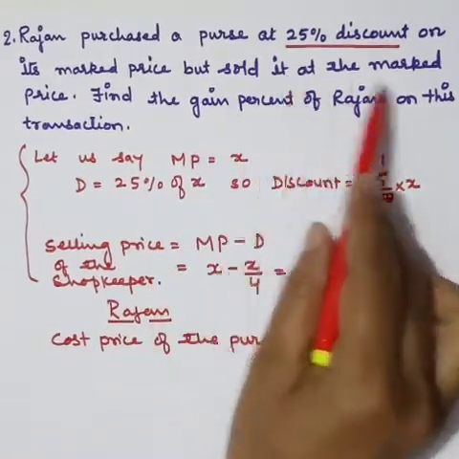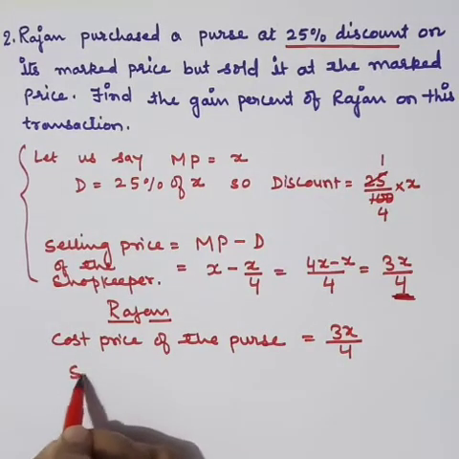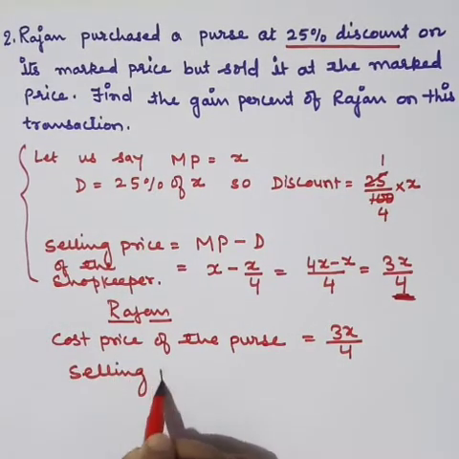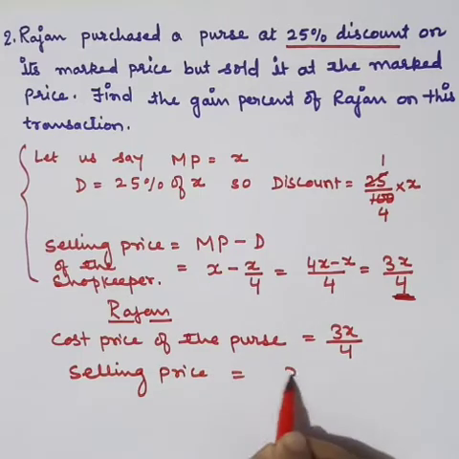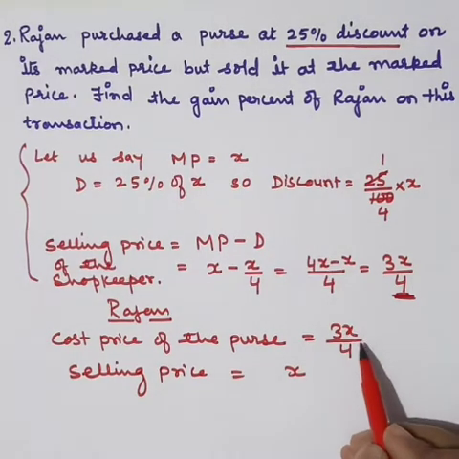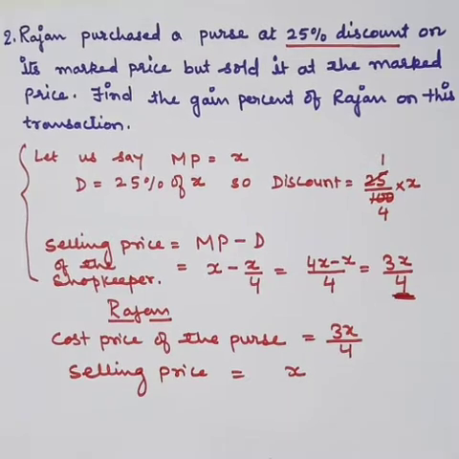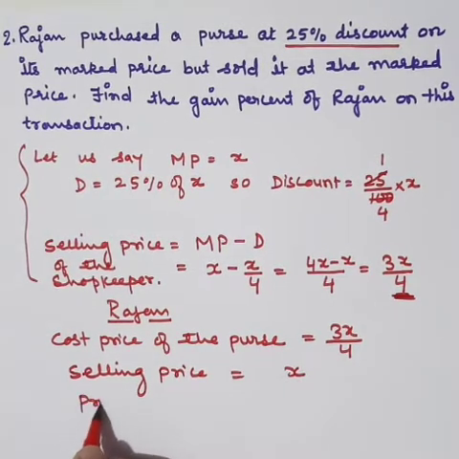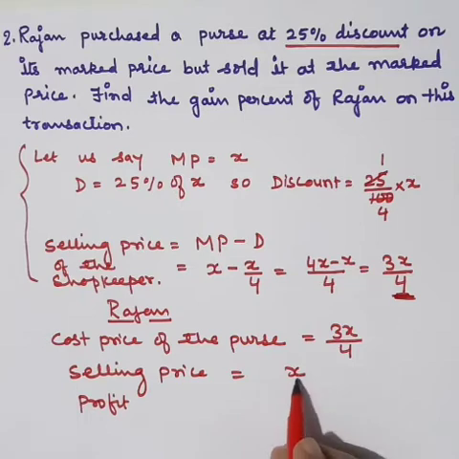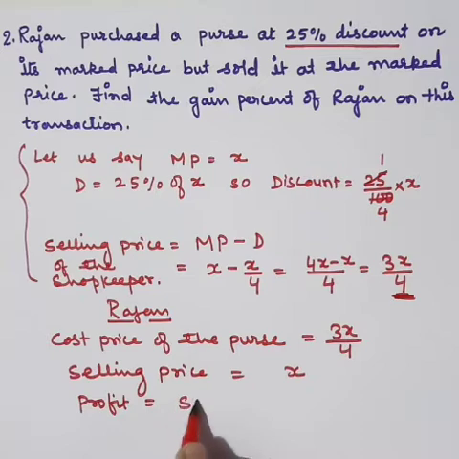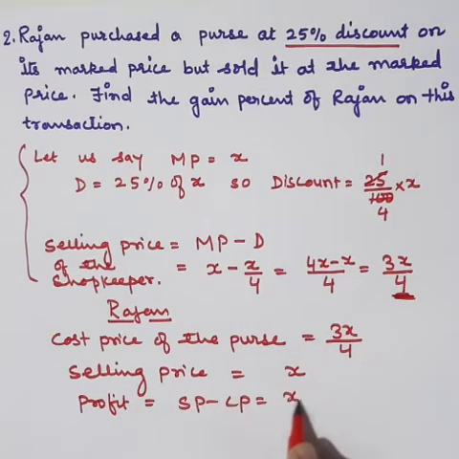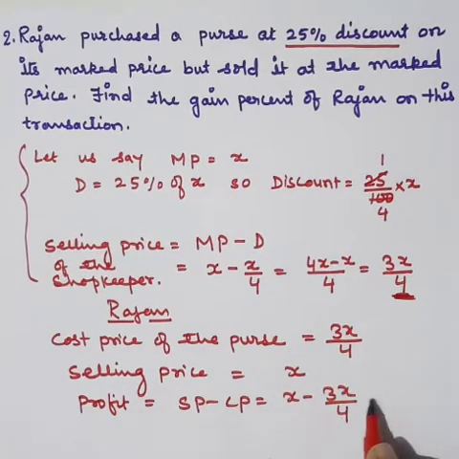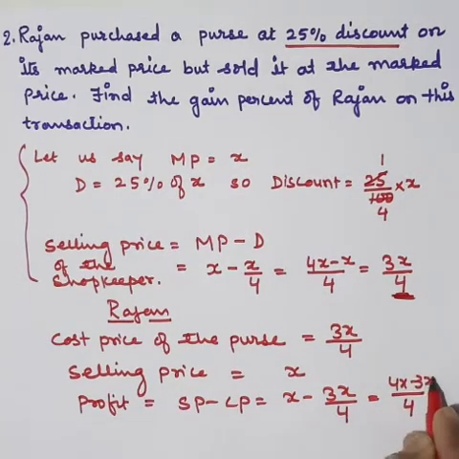Now see, he has sold it at the marked price. Now selling price will be equal to X because Rajan has purchased it at 3x by 4 and sold it at marked price, that is X. So profit. See here, because X is greater than 3x by 4, profit is equal to SP minus CP. This will be equal to X minus 3x by 4. If you find the LCM, you will get 4x minus 3x. So this is equal to X by 4.